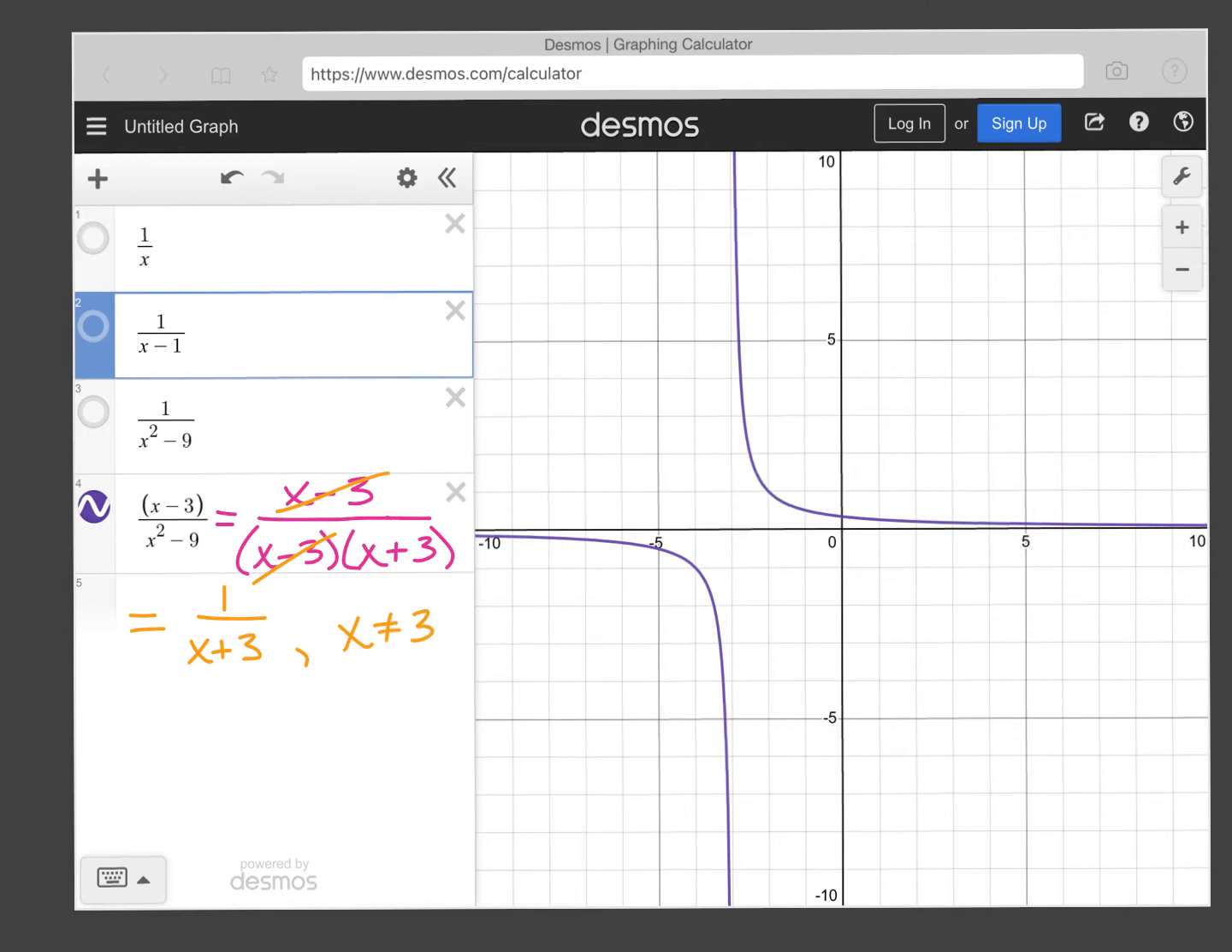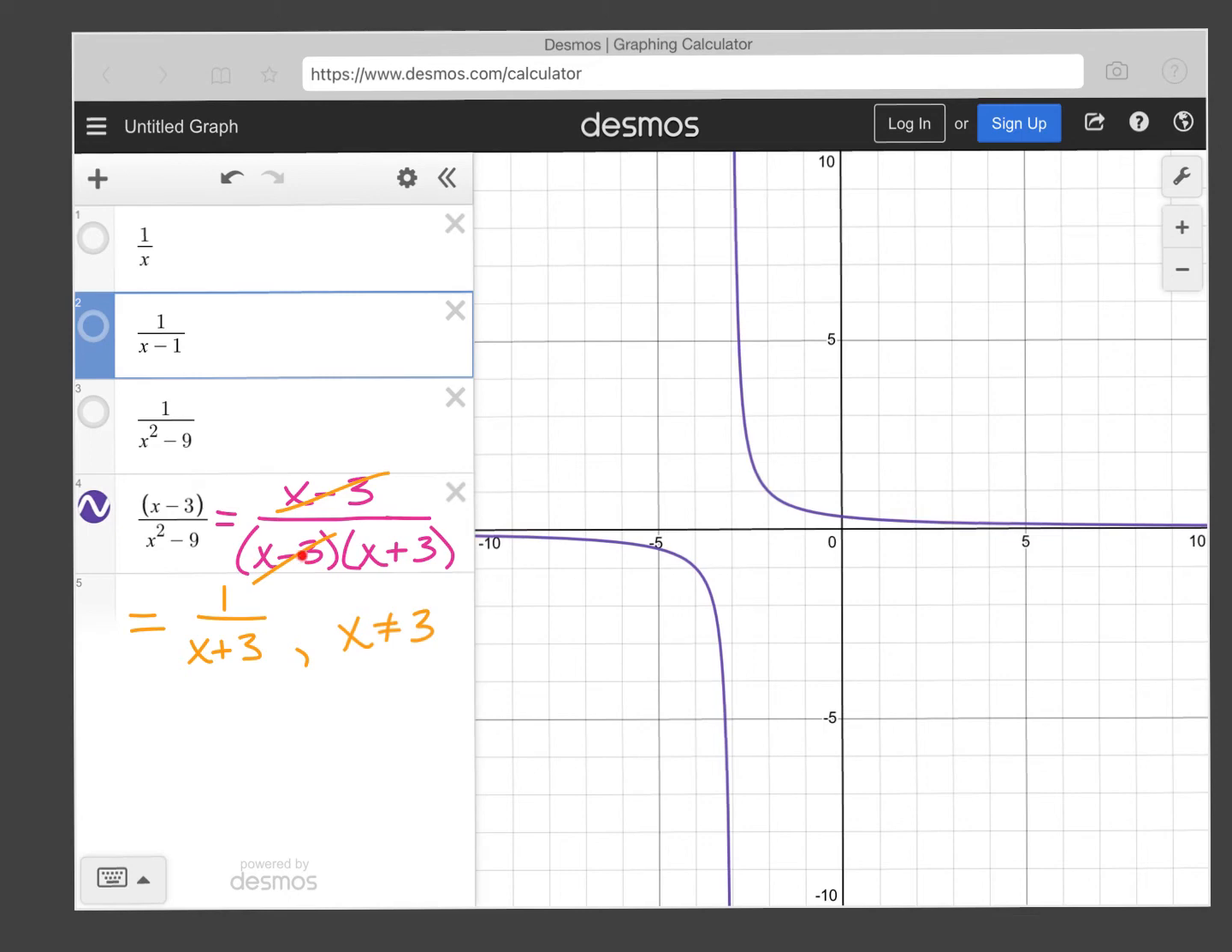With this simplified version of our function, we see that it's now a more simplified rational function, and negative 3 makes the denominator 0. That factor, x plus 3, did not cancel at all. That is why it didn't cancel. X equals negative 3 is still a vertical asymptote. However, the factor that did cancel was x minus 3.